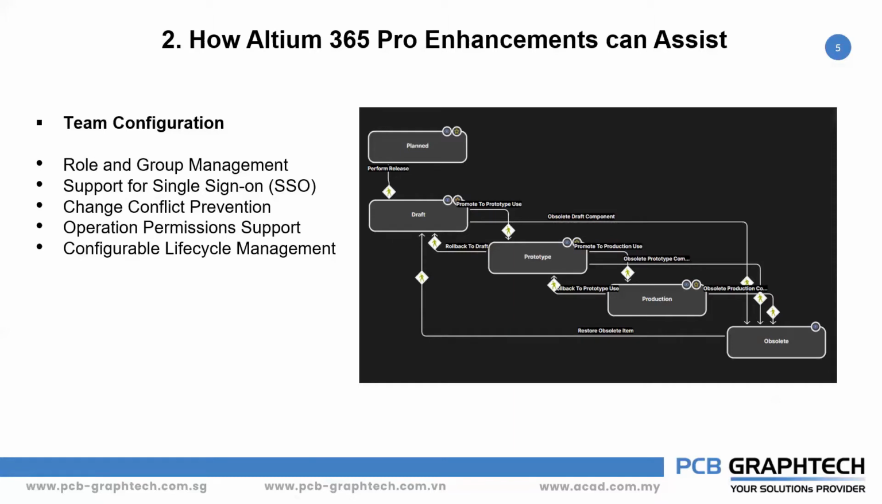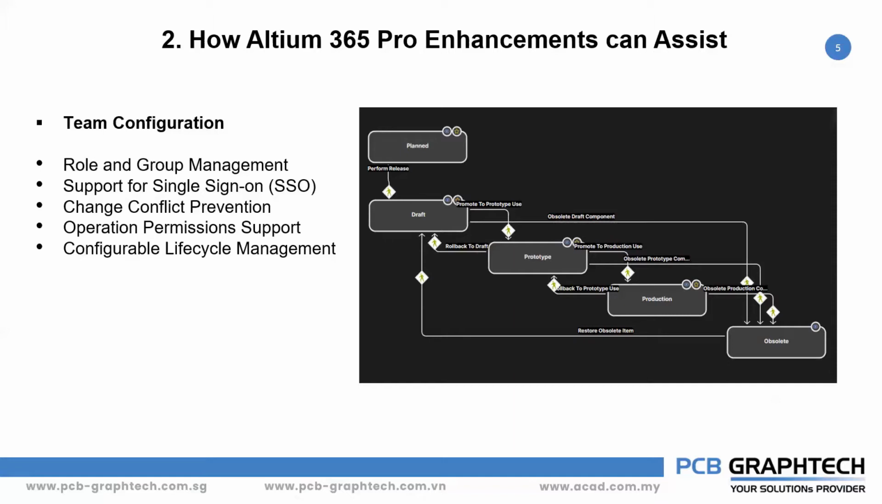Okay, that is the role and group management, which is done inside the Altium 365 Pro. Then support for single sign-on. This supports the connection between the service provider and the link provider by using the web browser. This is also available from the software. You will see that SSO when you sign in for the on-demand license users. You can see it there, and it is also available for 365 Pro.